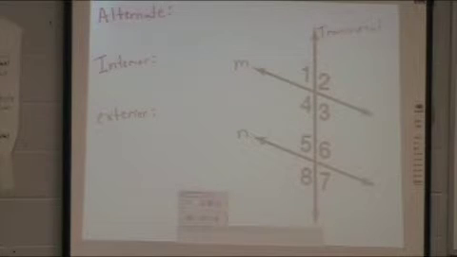Two points are interior. You see, if I connect my two parallel lines, it creates a box. You see this box right here? All the points on the inside of the box are called interior. So 4, 3, 5, 6 are interior. Interior means inside. Now exterior points are on the outside of that box. So 1 and 2 and 7 and 8 are your exterior points.